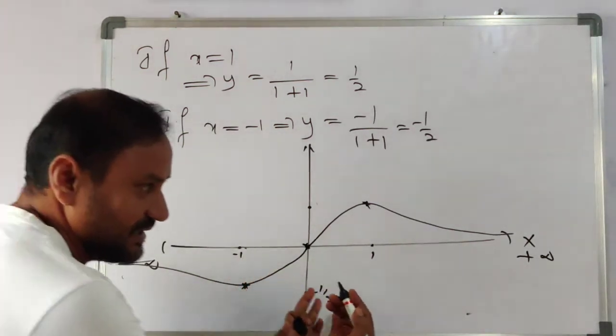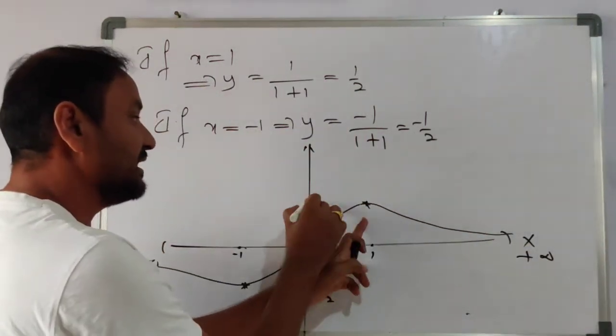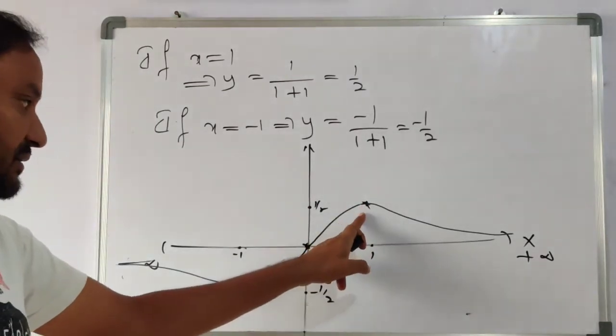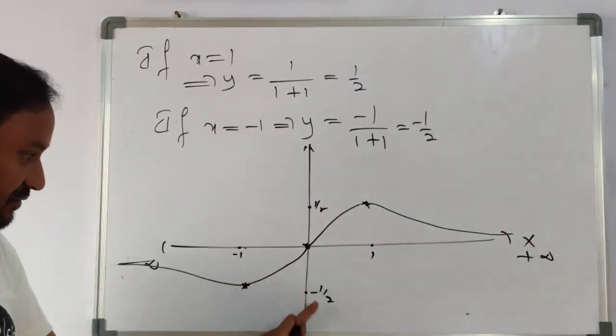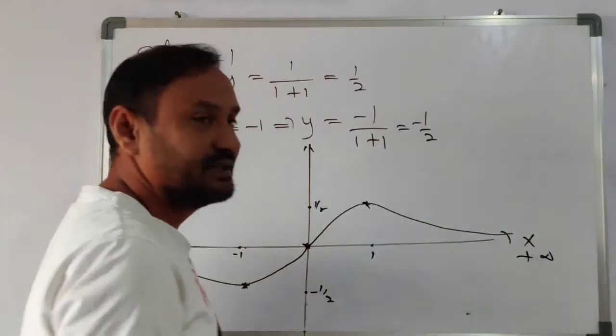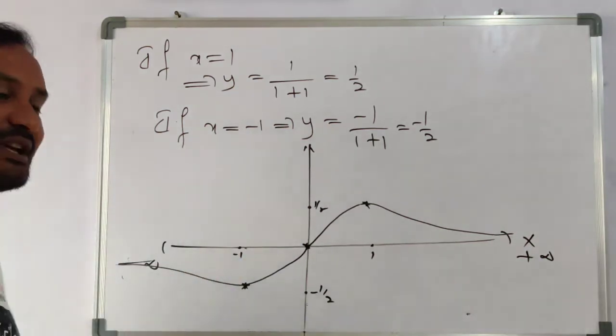So when x tends to plus infinity, the graph is reaching 0. But at x equal to 1, y is equal to 1 by 2. At x equal to minus 1, y is equal to minus 1 by 2. But as x reaches plus infinity, the graph is also reaching 0, and as x reaches minus infinity, the graph is also reaching 0. This is the graph of the given function.